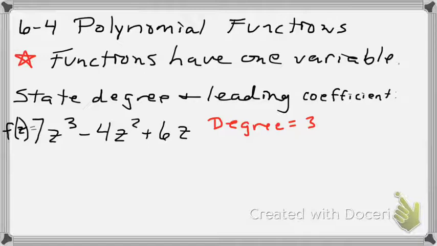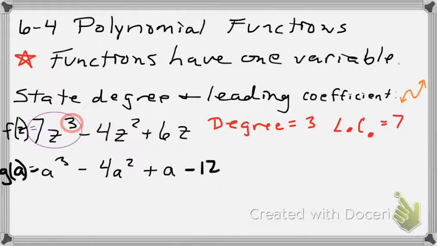The same term that got you the degree of 3 would also give you the leading coefficient. That term gives you both of those because that term is the boss of the entire problem. Everything about the graph of that polynomial is determined by that term. Okay? So you try one. Find the degree and the leading coefficient of g of a. And for this one, the degree is 3, and the leading coefficient is 1.